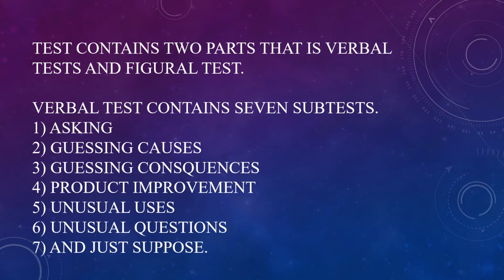This test contains two parts, that is the verbal test and the figural test. The verbal test includes seven subtests: asking, guessing causes, guessing consequences, product improvement, unusual uses, unusual questions, and just suppose. Asking is basically how you would ask a particular thing. For example, if I want to ask something, there are different ways. I may ask something in one way, and the other person will do it in a very different way.